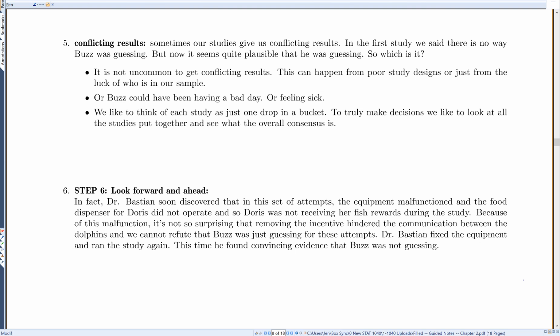Now, in step 6 of our 6-step process, we're supposed to look forward and ahead. And in fact, Dr. Bastian found out that when he put the plywood up, the equipment was actually malfunctioning, and the food dispenser for Doris didn't operate. And so Doris wasn't receiving her fish rewards during the study. Because she wasn't getting her rewards, she stopped doing what she was supposed to. And so she wasn't communicating to Buzz, so Buzz was really just guessing because she wasn't getting her fish. So he fixed the equipment, ran the study again, and this time he found very convincing evidence again that Buzz was not guessing.